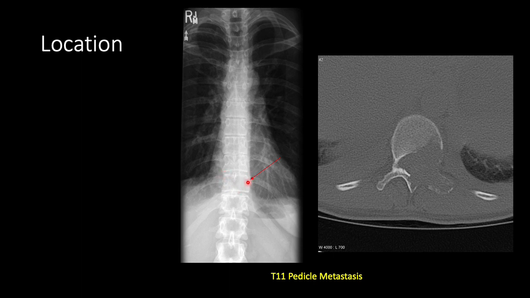This is a very important clue. It's called the winking owl sign. If you imagine that these are the eyes of the owl, the pedicles, and the beak of the owl being the spinous process here in the center, you can see this owl is winking at you because you can't see the pedicle, which is the eye. And when you look at it on axial CT, you see a big lytic lesion. This is the normal pedicle here, and you can see the lytic process is definitely involving the pedicle here. So whenever you see a missing pedicle or a lytic lesion in a pedicle, you always want to think about metastasis.